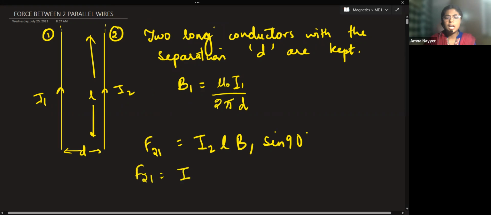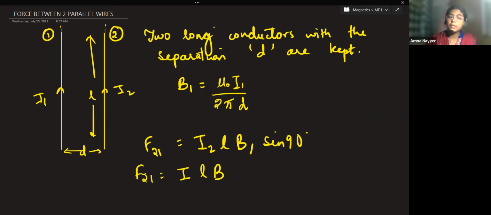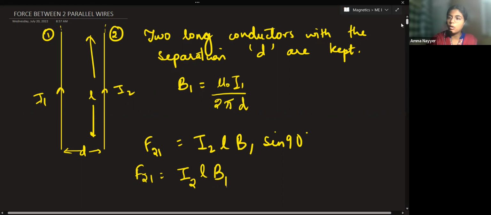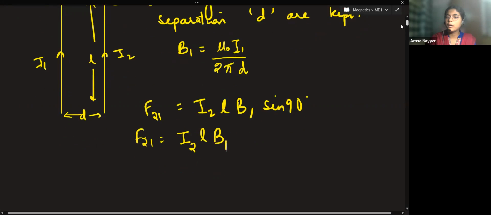This becomes ILB. Now see, current is occurring in the second wire because we are calculating the force on the second wire. So this becomes I2. Length of both the wires is the same, so we can write it as small l only. And magnetic field is due to which? Force on second due to first, so magnetic field will also be due to the first. So BIL has been used. B1's value we already know from the Biot-Savart law.